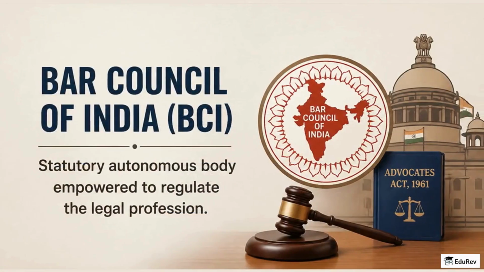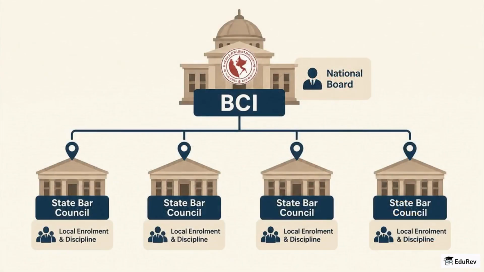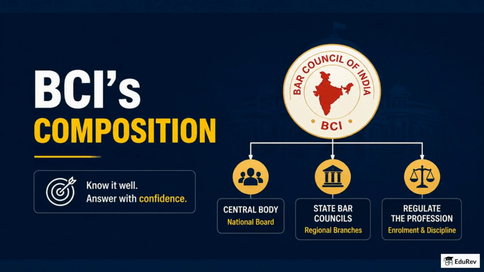The Bar Council of India, or BCI, is a statutory autonomous body working with the Ministry of Law but empowered by the Act to regulate the profession. One way to visualize it: BCI is the national board and state bar councils are its regional branches handling local enrollment and discipline. Now let's look at BCI's composition so you can answer direct questions with confidence in exams.